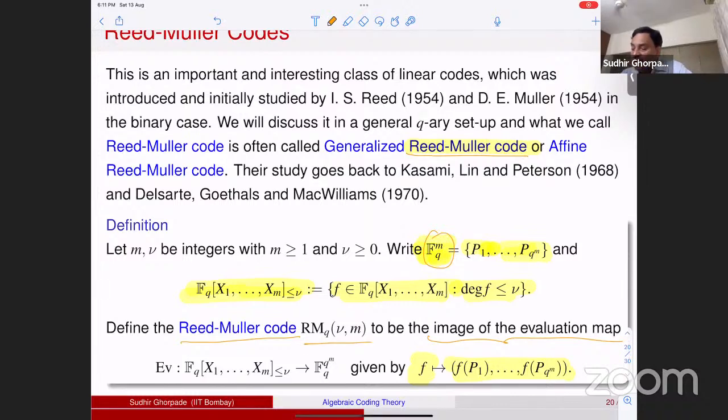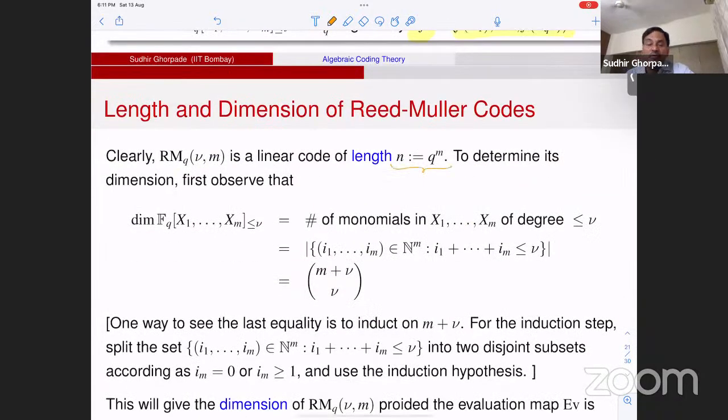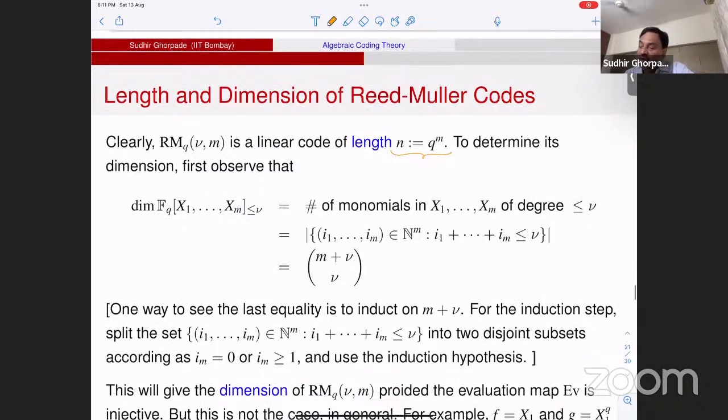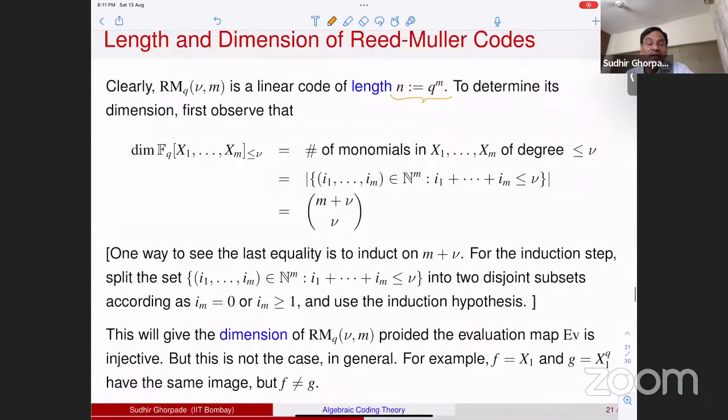So as I said already, it's easily seen to be a code of length q to the power m. What about the dimension here? As far as the dimension is concerned, in general, that evaluation map is not injective. In some special cases, it is injective. When it is injective, the dimension is that of the space of polynomials in m variables of degree less than or equal to some fixed number nu. It's an easy combinatorial exercise to show that this is given by the binomial coefficient m plus nu choose nu.